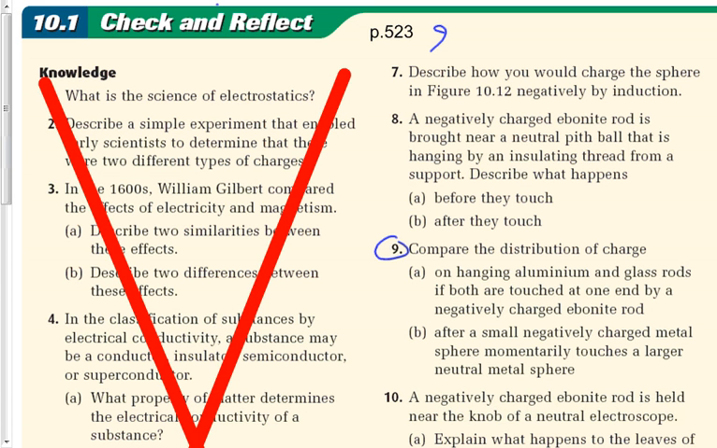Well, because aluminum is something and glass is something else. They both have different characteristics. What is it that differentiates those two, Cam? What differentiates aluminum from glass? Right, aluminum is a conductor and glass is an insulator, right? Well, what's the difference between a conductor and an insulator?